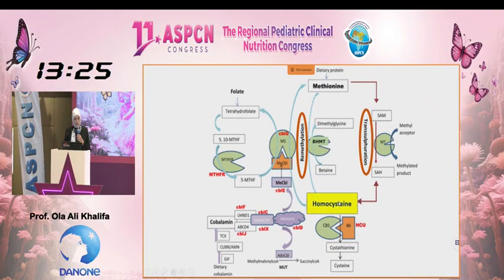And then homocysteine is converted back to methionine. The methyl donor would be 5-methyltetrahydrofolate, and also betaine, requiring betaine homocysteine methyltransferase. And then homocysteine by the transsulfuration pathway, by cystathionine beta synthase requiring B6 as a cofactor, is converted into cystathionine and then cysteine.